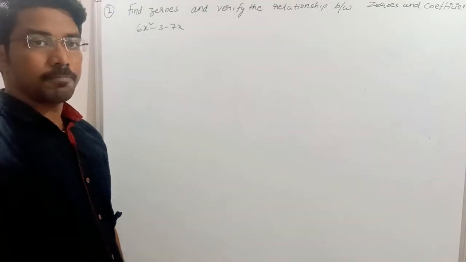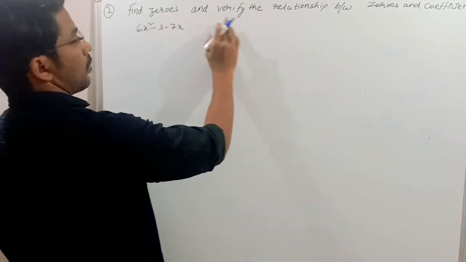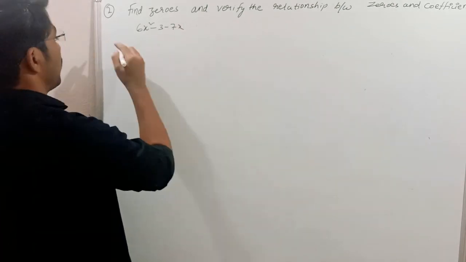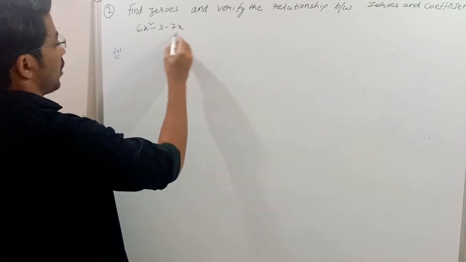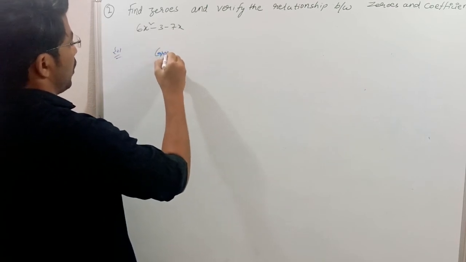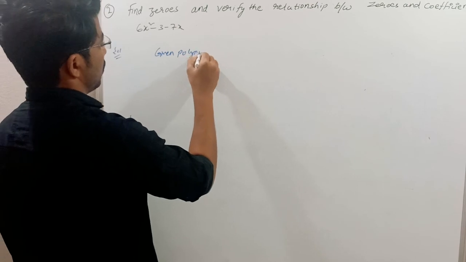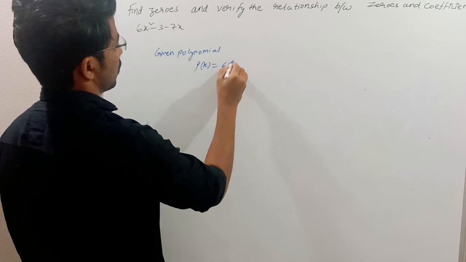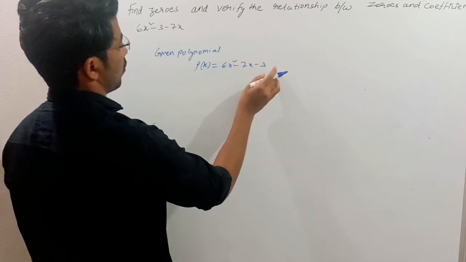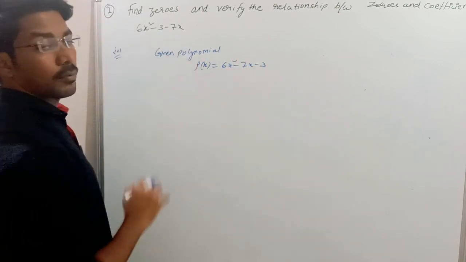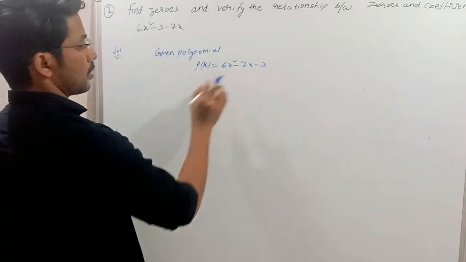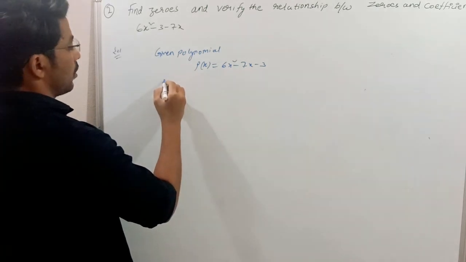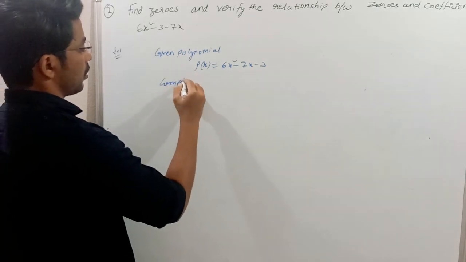Now next question. Find zeros and verify the relationship between zeros of this polynomial and coefficients of this polynomial. Now consider the given polynomial. Let it be p of x is equal to 6x square minus 7x minus 3. So I'm rearranging the terms and fixing it here. Next, compare this equation with the general representation of a polynomial.